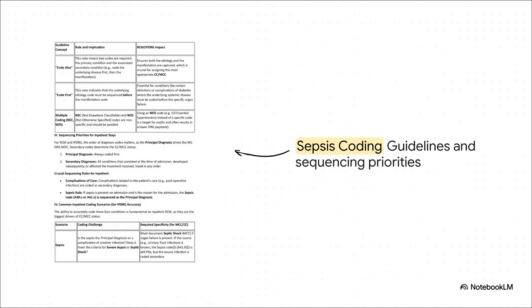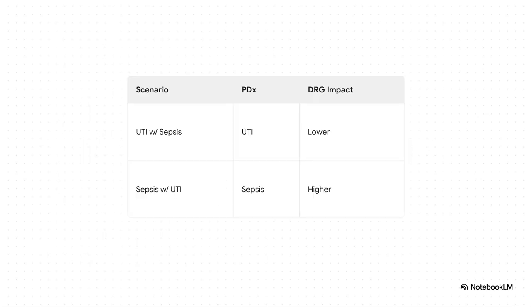While the official ICD-10 instruction here is completely explicit, if sepsis is present on admission and meets the definition of a principal diagnosis, the sepsis code absolutely must be sequenced first. The localized source of the infection, which in this scenario is the UTI, takes the backseat and is coded as a secondary diagnosis.